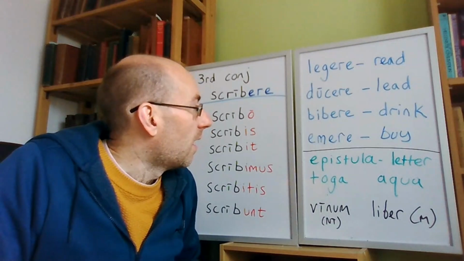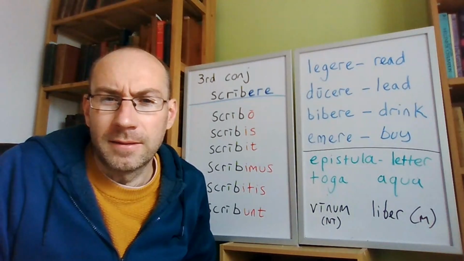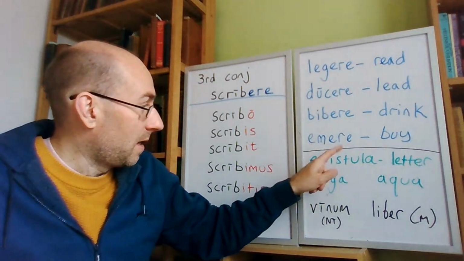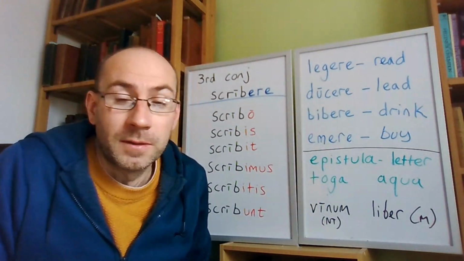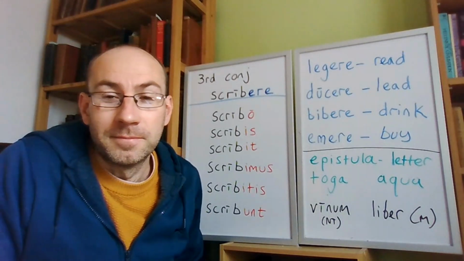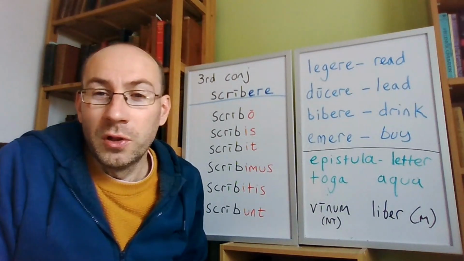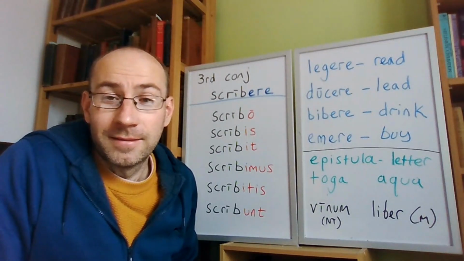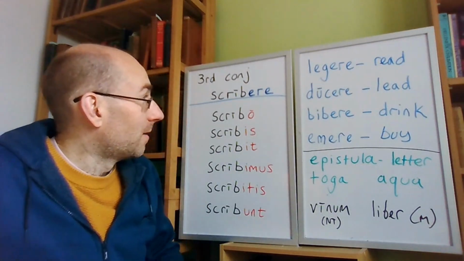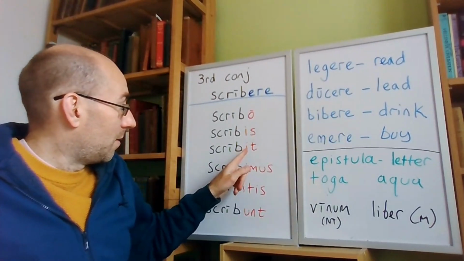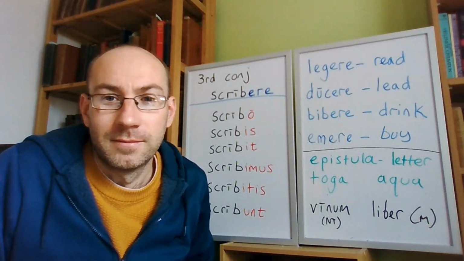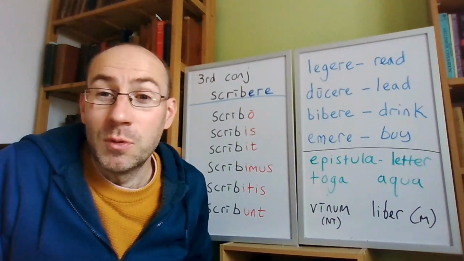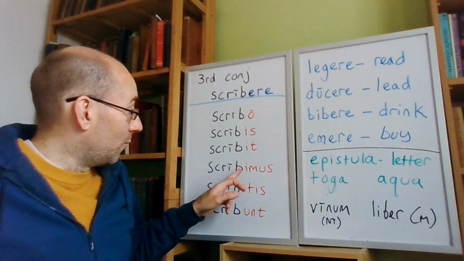What about they are buying? They are buying. Emunt. Emere, they, unt. Emunt. The girl is drinking. Puella bibit. Bibere. Bibit. We are reading. Legimus. Verb is legere. We form.